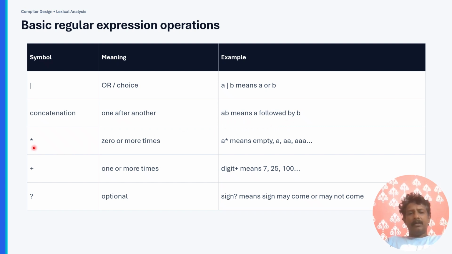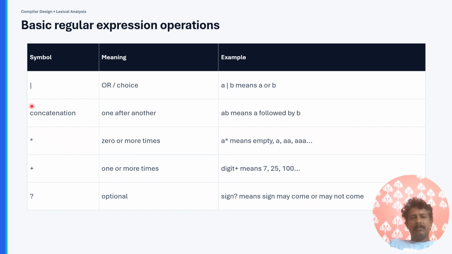Okay, another symbol is called star. Star means zero or more repetitions. Plus means one or more repetitions. Question mark means optional. In compiler design, these symbols are used to describe the tokens.